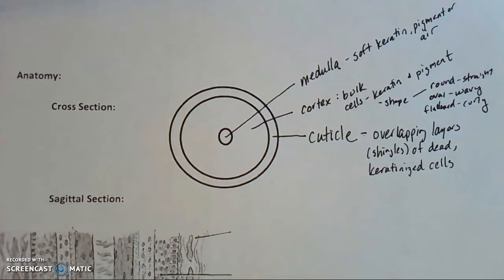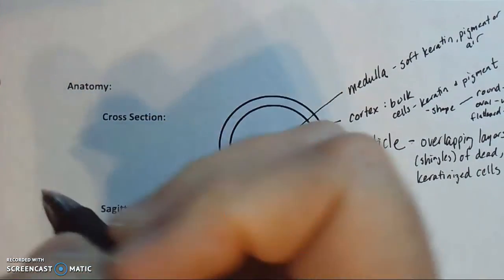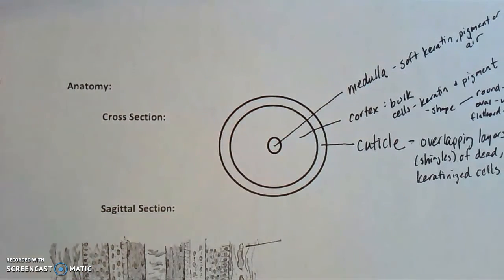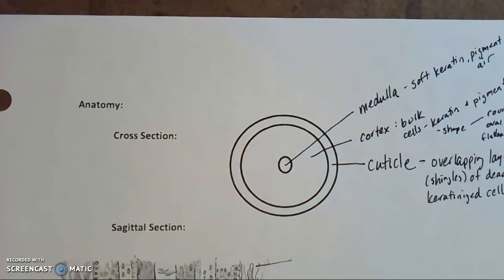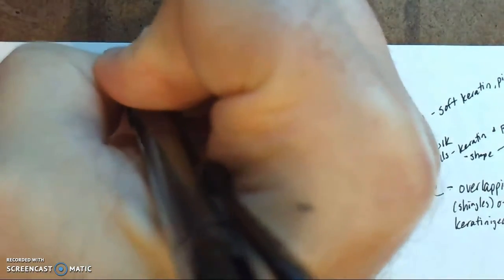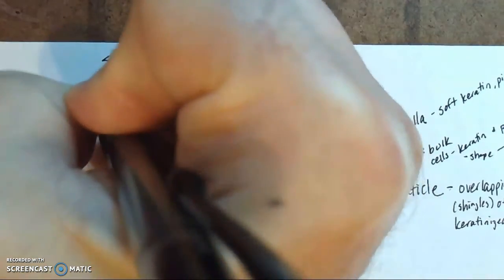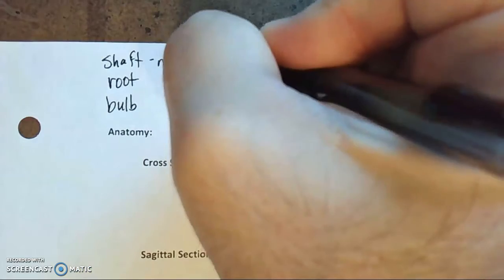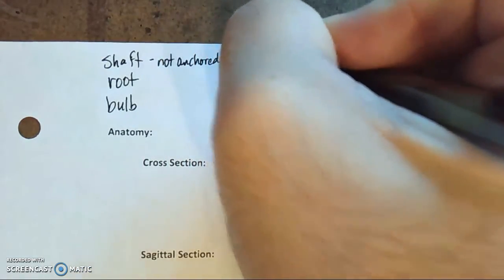Now, if we were to look at a hair in the skin, and we did that on the previous one, there is a little bit of terminology that we use to describe the hair itself in relation to the skin. So I'm going to just write that right up here at the top. And that is the shaft, the root, and the bulb of the hair. The shaft is the part that is not anchored to what is known as the hair follicle. And we'll define what a follicle is here in a second.